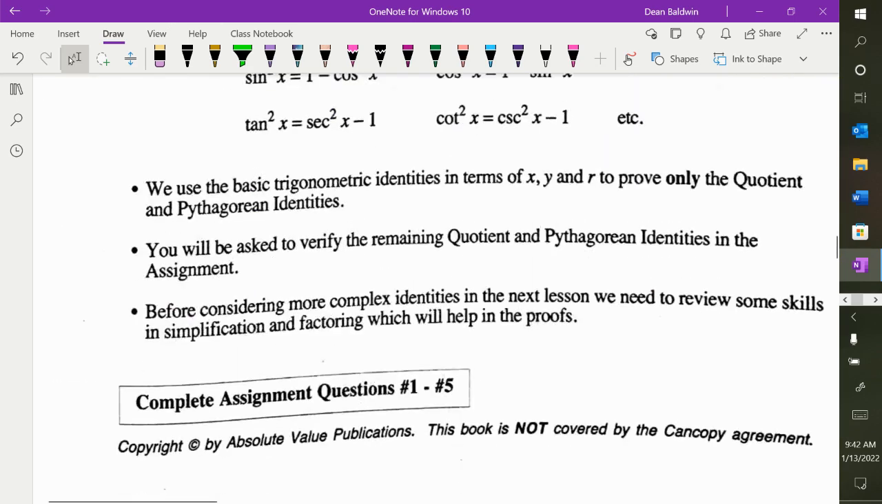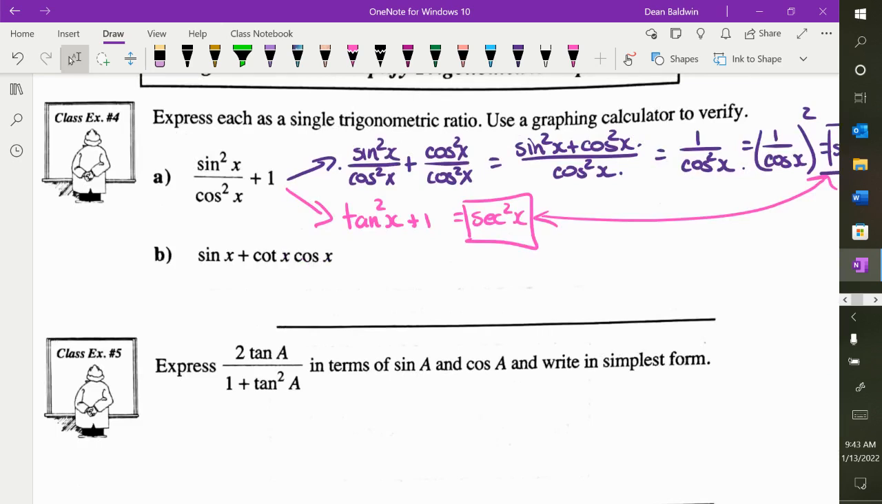So, I'm going to rewrite this as sine x plus cos x over sine x times cos x. All I did was rewrite the cotan as cos over sine. So now we have cos over sine times cosine. What does that equal? Cos squared. So now I've got sine x plus cos squared x over sine x.